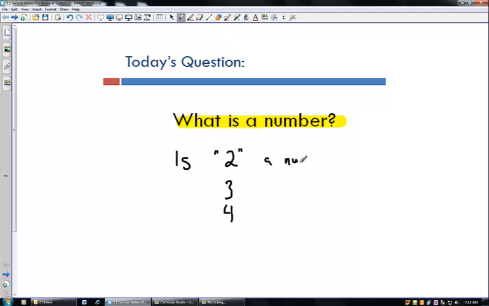So you could translate this question into another question, saying, is two a number? Or is three a number? Or is four a number? And at first I think, yes, two is a number. I've been writing two to represent the number two for as long as I can remember almost. And if you translate this into another question, you start to question whether you can actually answer this question. So how about this?